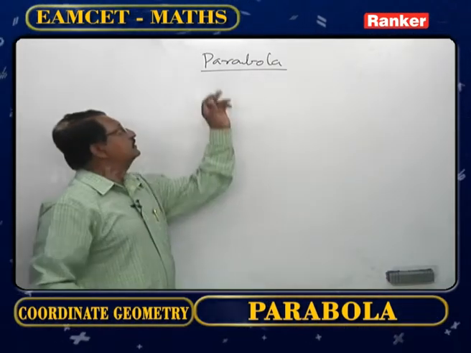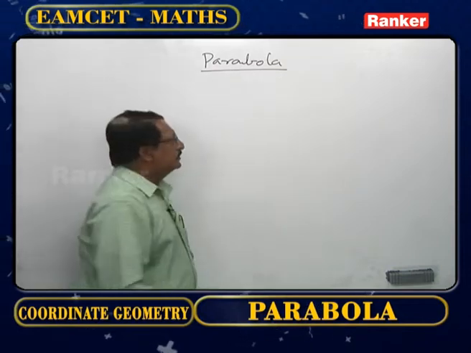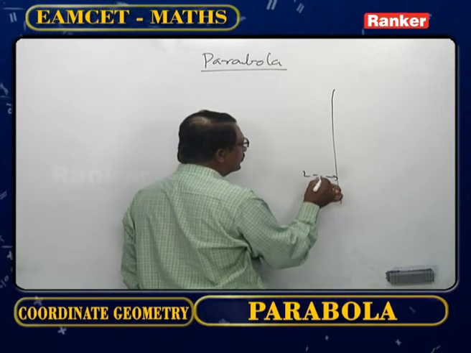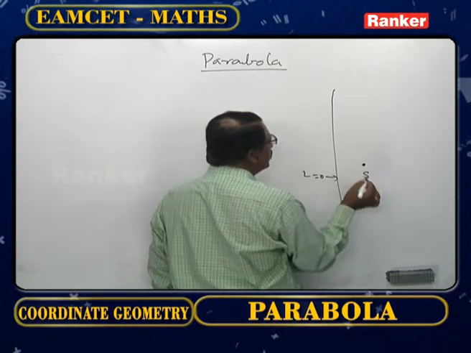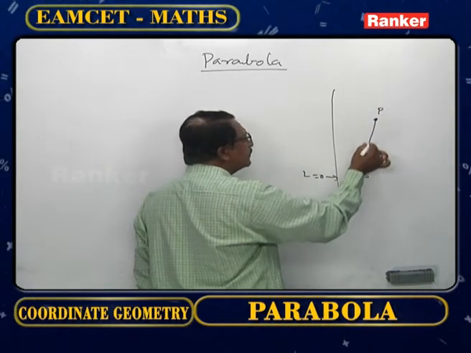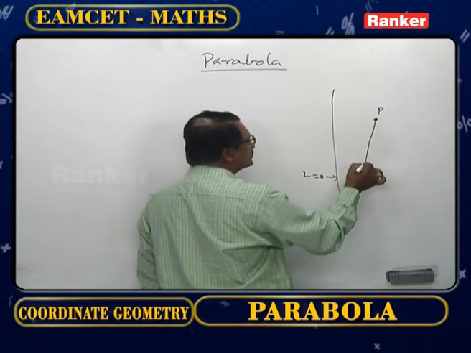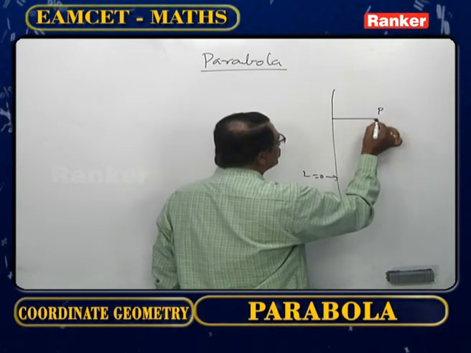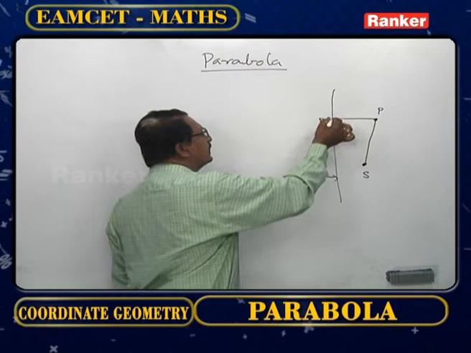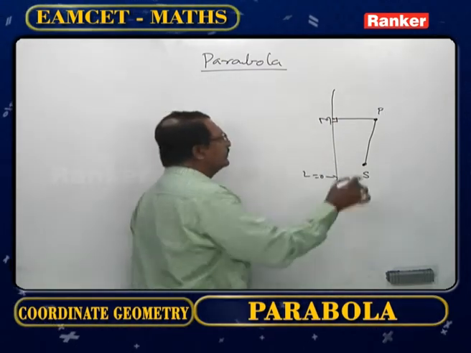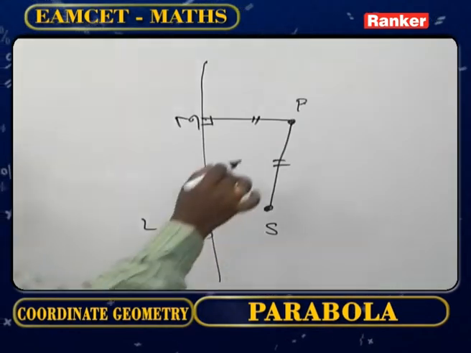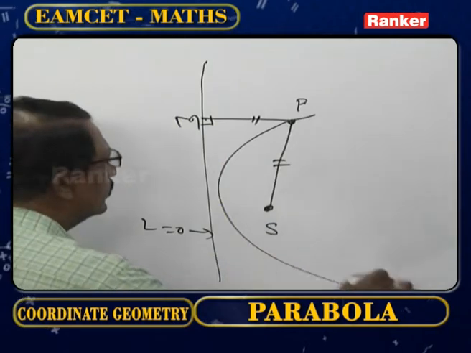Now we discuss the chapter parabola. Suppose L equals 0 is a fixed straight line, S is a fixed point, and P is a variable point. The distance between the variable point P and the fixed point S is SP, and PM is the perpendicular distance from the variable point P to the fixed line. If SP equals PM, then the locus of the point P is called a parabola.